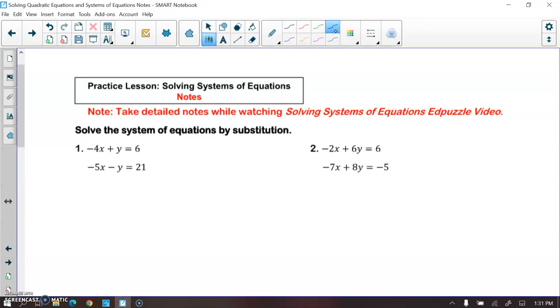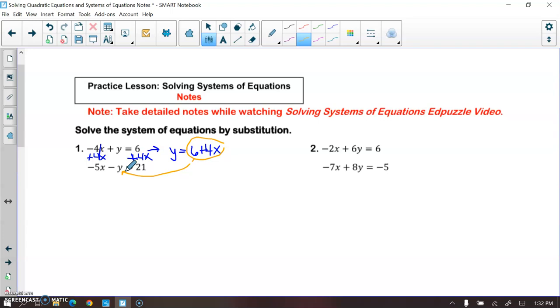I'm first going to add the 4x over, and I get y is equal to 6 plus 4x. And that's it, y is isolated. Now what we do is take that 6 plus 4x and substitute it in for y in my other equation. You cannot substitute it back into the same equation that you isolated it in.